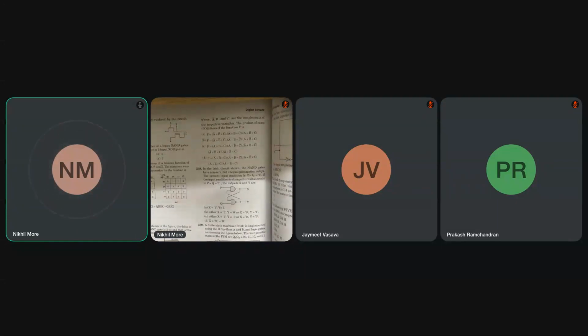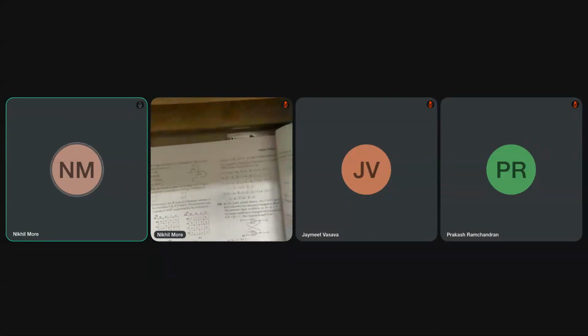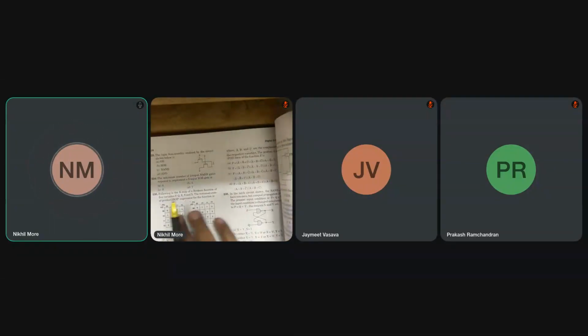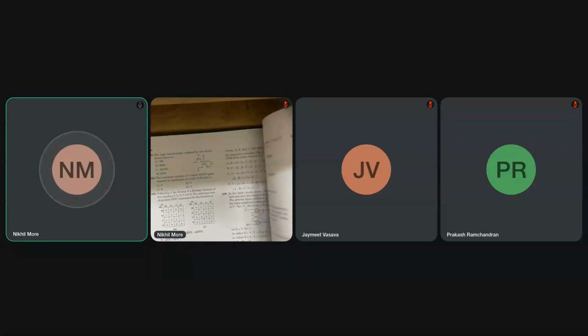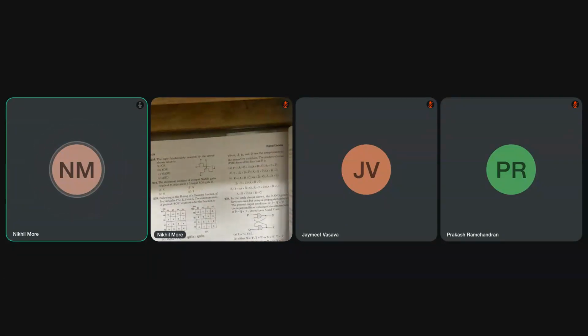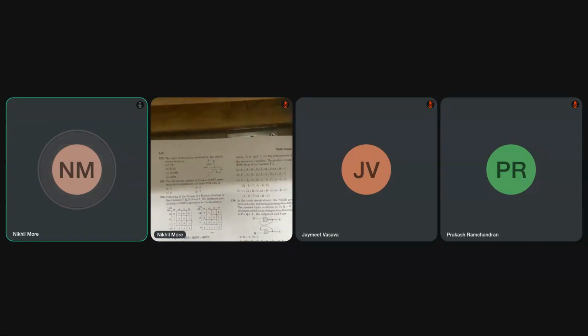So here we have a question number 235, if you could see. Right. So this question says there is a K-map of a Boolean function and there are five variables P, Q, R, S and X. And we have to find the minimum sum of product expression of the function. This is what they have asked.